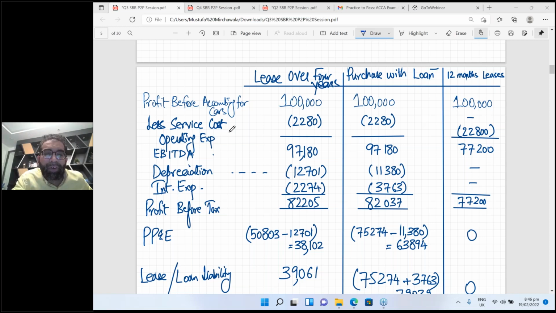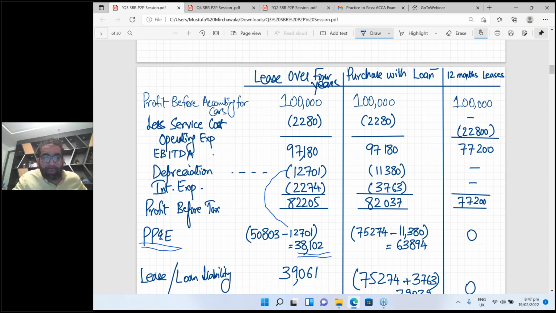Now a little bit of working for SOFP. This PPE will go in SOFP. I just told you initially your ROU was 50803, and in the first year you did this much depreciation. So 50803 minus 12701. What will be your year end NBV? It will be 38103. See, my dear student, this is your year end SOFP number.